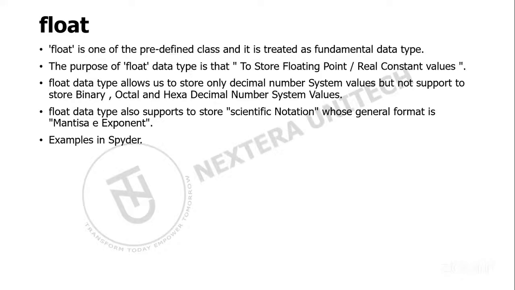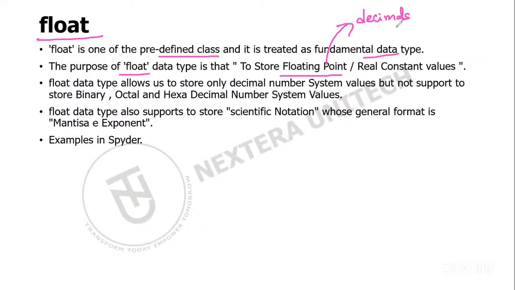Let us go to the next type under the fundamental category. What is the next type? It is float. Let us understand the float data type. Float is also one of the predefined classes and it is treated as a fundamental category data type. The purpose of float is to store floating values. It means the values with decimals.